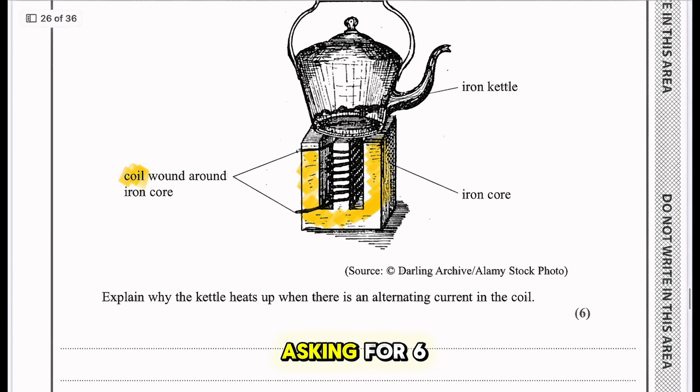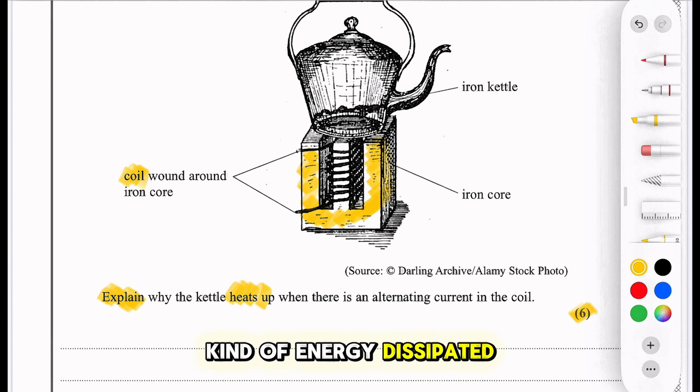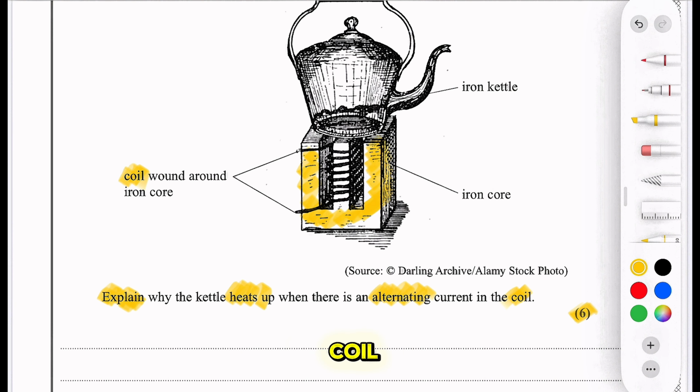The examiner is asking for 6 marks. Oh wow. Explain, which means I need a reason, which is an account of something with reasons. The kettle heats up, kind of energy dissipated, when there is an alternating current in the coil.